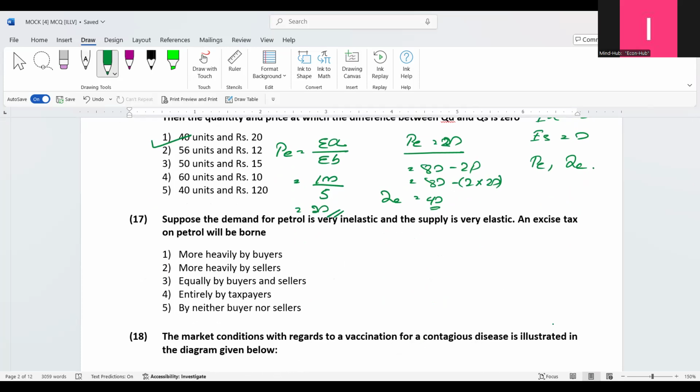Now demanders are inelastic. Suppliers are elastic. So what is our simple rule? Whoever is more elastic will pay less of the tax burden. Whoever is inelastic will pay more of the tax burden. Greater the elasticity, lower the tax burden. Similarly, in the same token, we can say greater the elasticity, lower the subsidy benefit. Simple, one line to remember. So here demand is more inelastic, so they will pay more, and producers or the sellers will pay less, more heavily by buyers. Correct answer number 1. Okay.